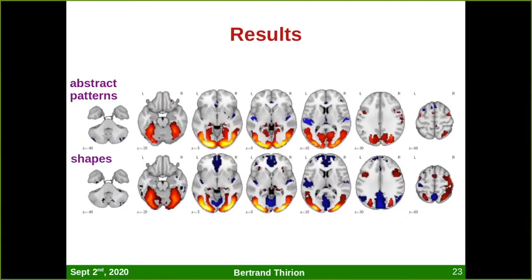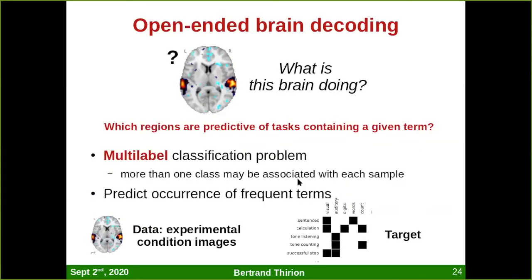But there are some examples which are less nice. For instance, abstract patterns and shapes will provide almost the same map. So the encoding analysis is not very powerful at disentangling the nuances between related concepts. So to solve this problem, we need to formulate the question the other way around. Can we decode an image? So the name of the game is that you give me a brain activation image and I try to guess what the task was, what the person was doing. So at least I try to guess some labels that could be associated with this image. So it's a multi-label classification problem.